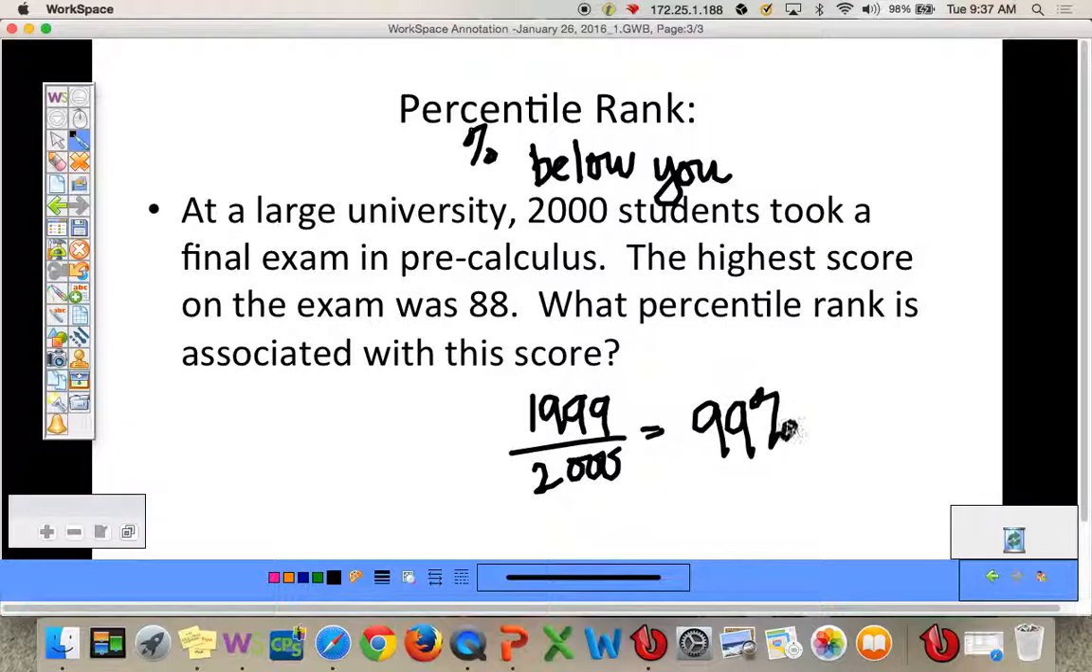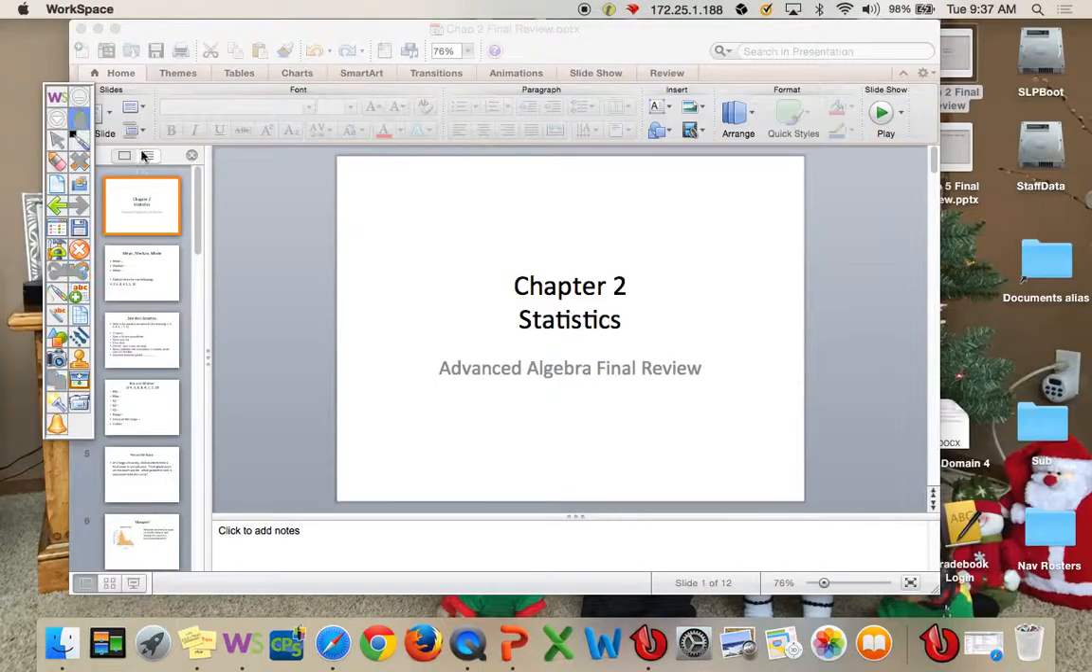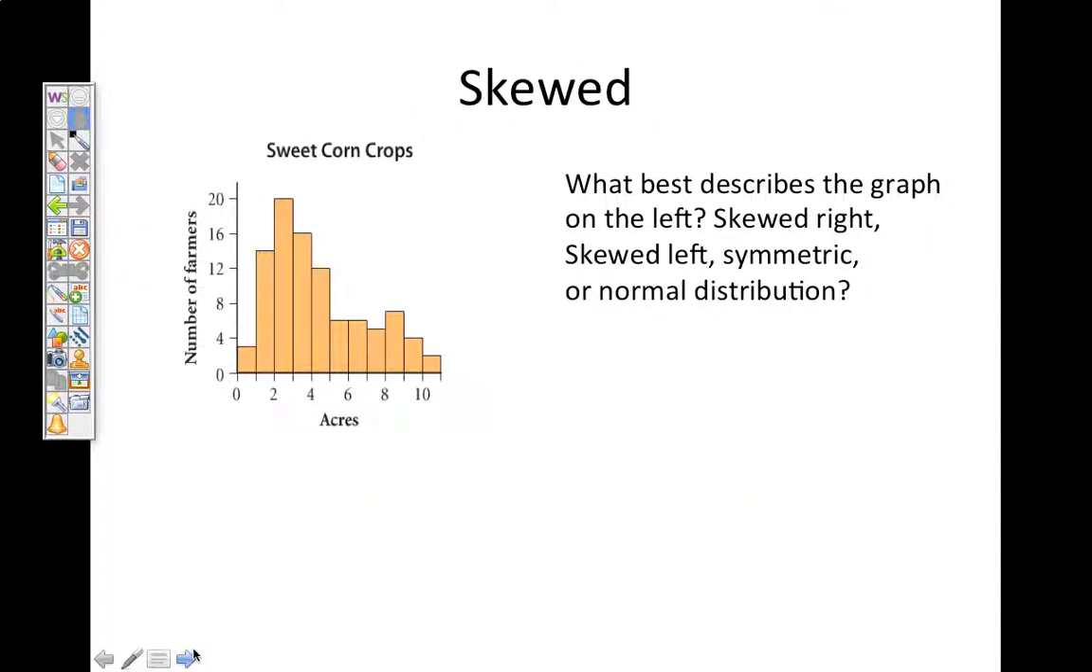So the higher the percentile, the more people that are below you. So if you're talking about test scores, you want to be in the 99th percentile because it means you got the best score. So there's percentile rank, the percent below you.